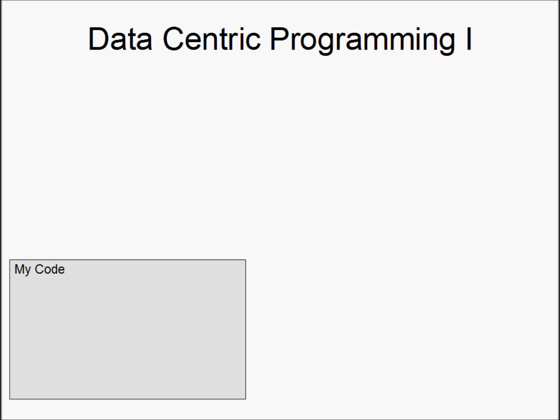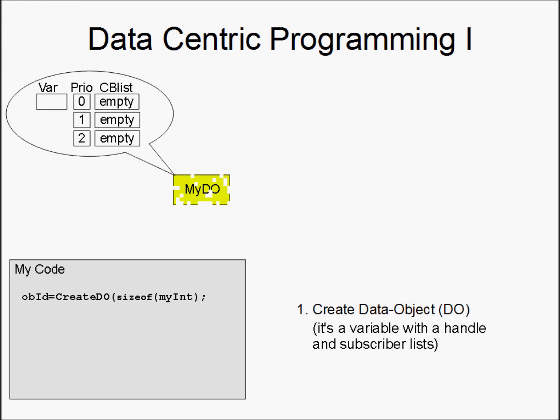First of all, there is an empty box of code. Then a so-called data object is created with a call to createDO. The data object, or short DO, is represented by the yellow box. As shown in the bubble, it consists of a little memory space, like a dynamically allocated variable. Attached to this DO are lists of callbacks, one list for each configured priority of the system. Initially, these lists are empty.